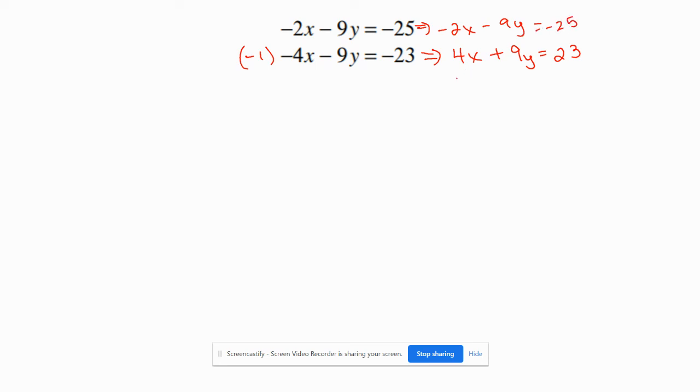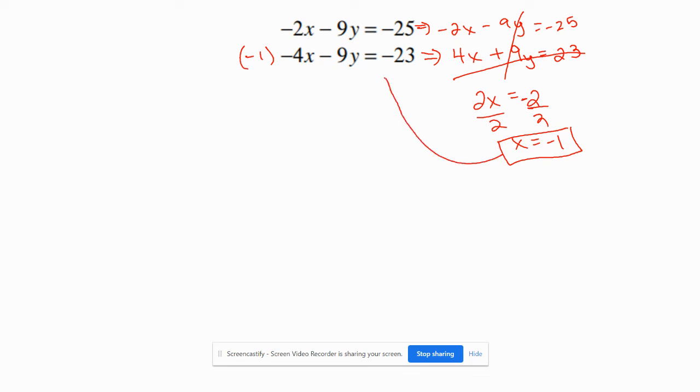Now I can add them together, because if I add them together, these two would cancel out. And I have 2x equals, what is that? Negative 25 plus 23 is negative 2. Divide by 2, divide by 2. X is negative 1.